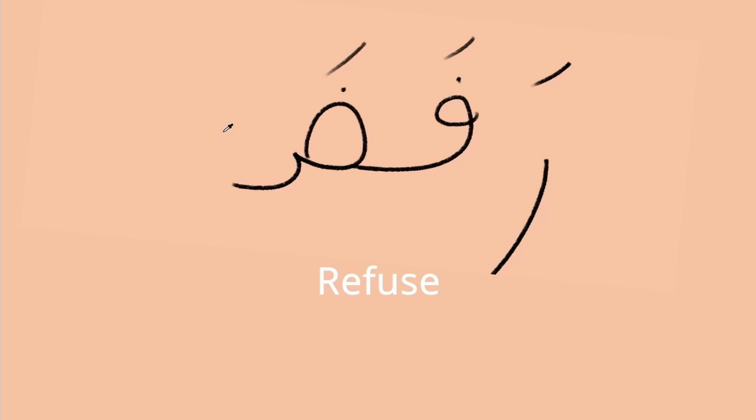This is la'iba, and it means to play. This is rafada, and it means to refuse. The opposite is qabila, to accept. This is dakhala, and it means to enter. And the opposite is kharaja, and it means to exit, to go out.